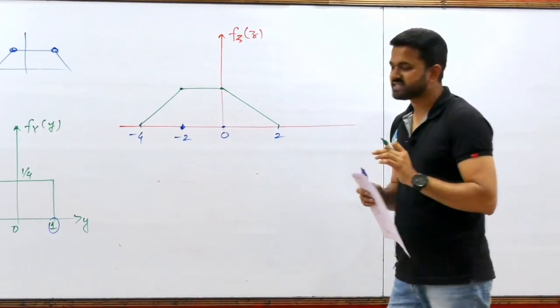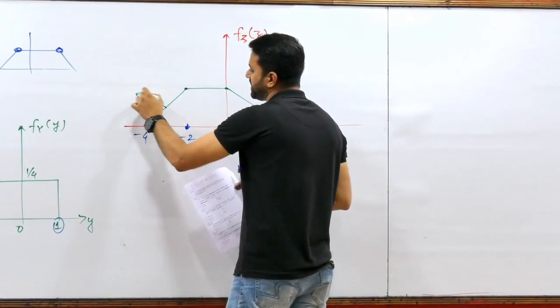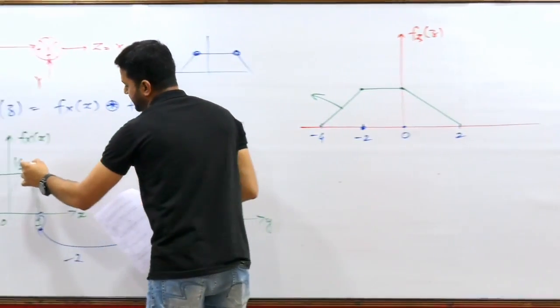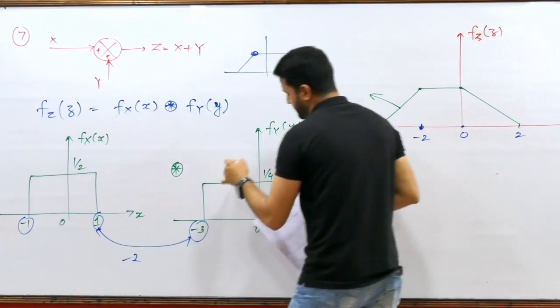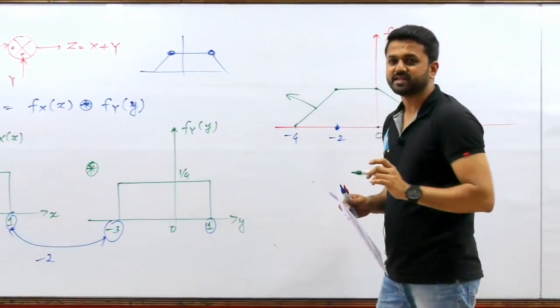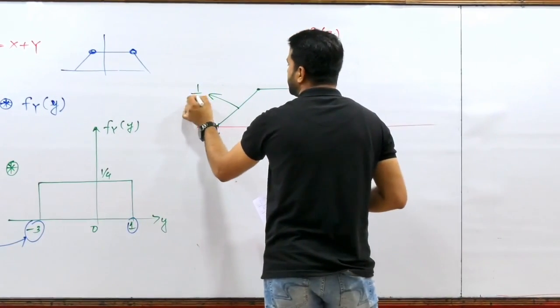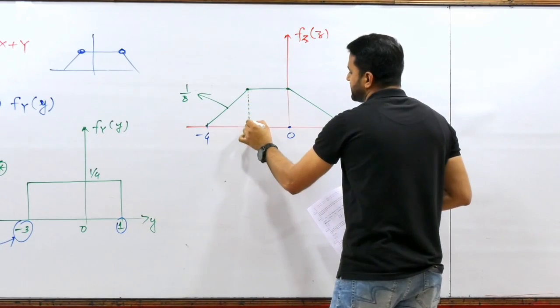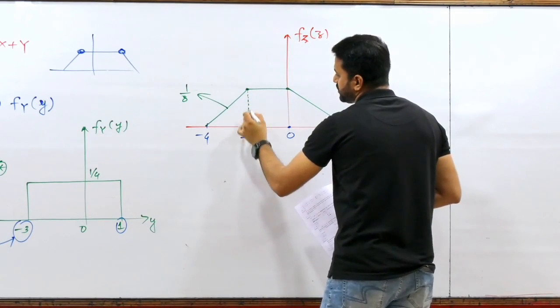And what is the value of this slope? The value of this slope is nothing but the multiplication of height of these two PDF. So the multiplication of height of these two PDF is 1 by 4 and 1 by 2. If I multiply these two, I will get 1 by 8. So that will become slope of this trapezoid.